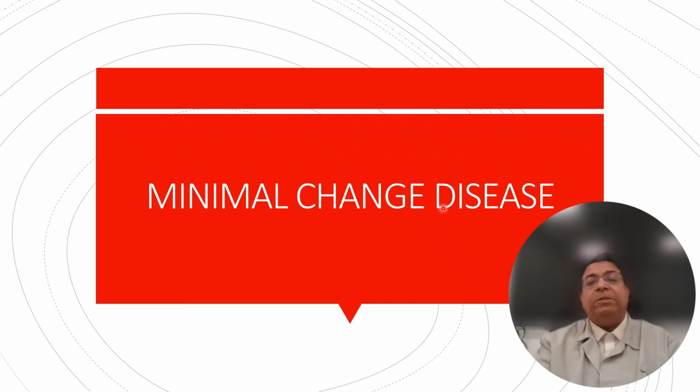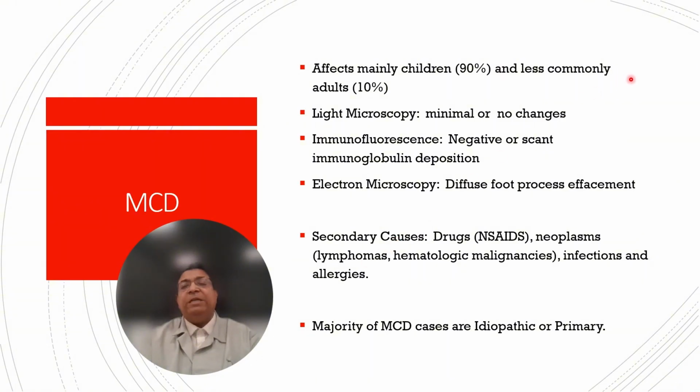Let's talk about minimal change disease. Minimal change disease affects mainly children, 90%, and less commonly adults, 10%. The reason it's called minimal change disease is because there are minimal changes or no changes on light microscopy. But in reality, of course, there's always going to be a little bit of change. So minimal is probably a better term. In fact, that's the title of the disease, minimal change disease.